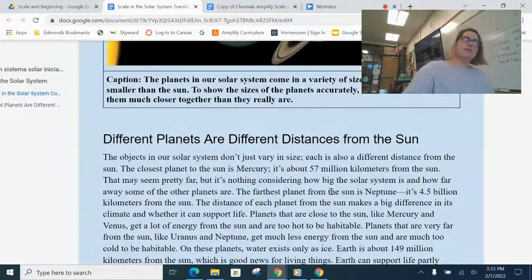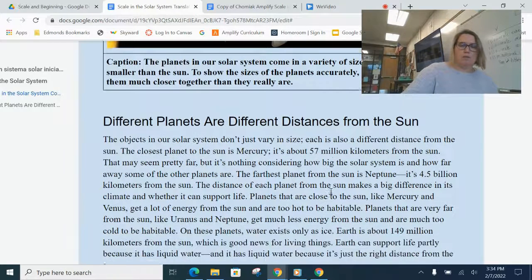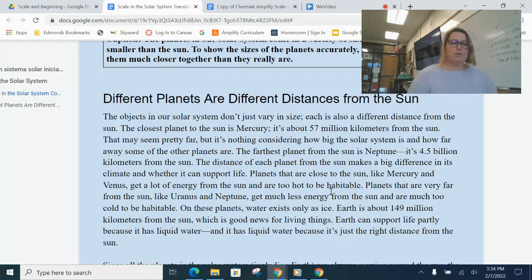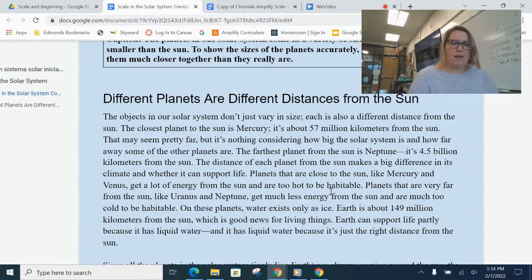All right, so this next half is talking about how they're different distances. So we had vary in size, and now the second half seems to be about distances. All right, so let's see. Ooh, it's a big paragraph. The objects in our solar system don't just vary in size.